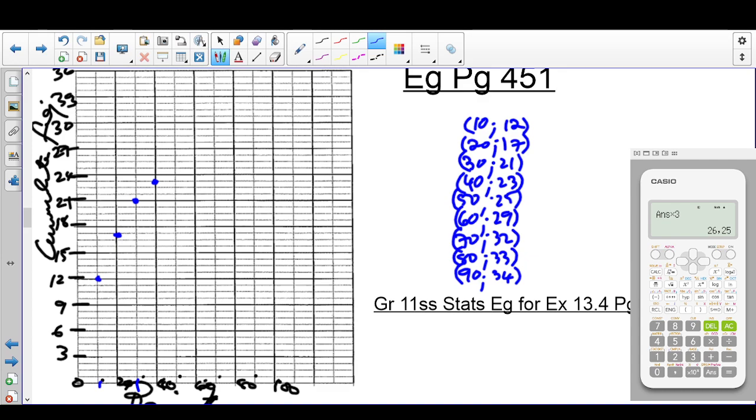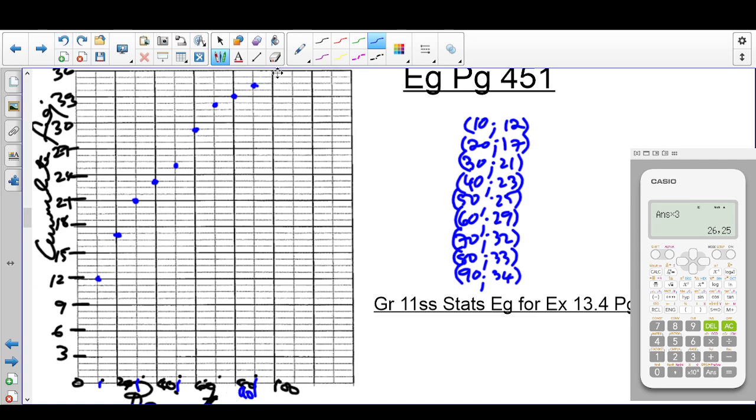Then 50 and 25. That's 50. And 24, 25 is approximately there. 60 and 27. 28, 29, just less than 30 there. 70 and 32. 70 and 32 is just under 33 there. 80 and 33 on that marking there. And then that is your 90 here. You don't have to write it in. But that's going to be your 34, approximately. You don't have to write this 90. Okay.